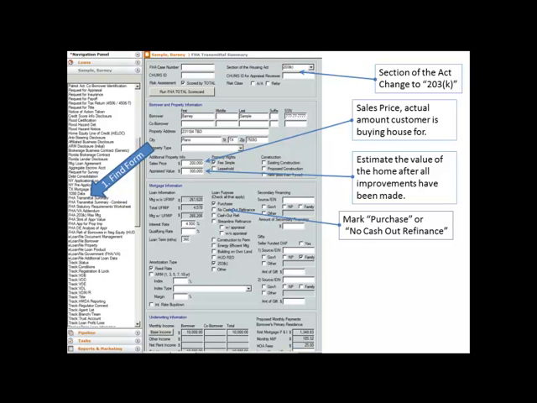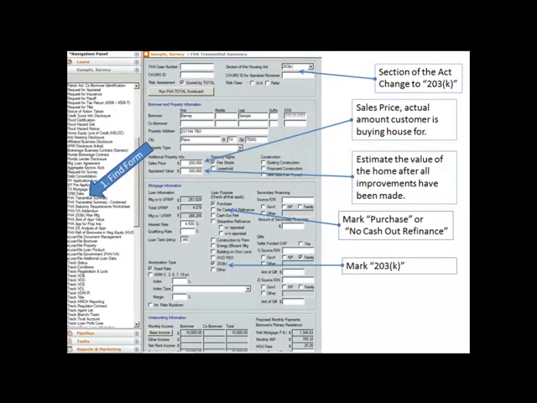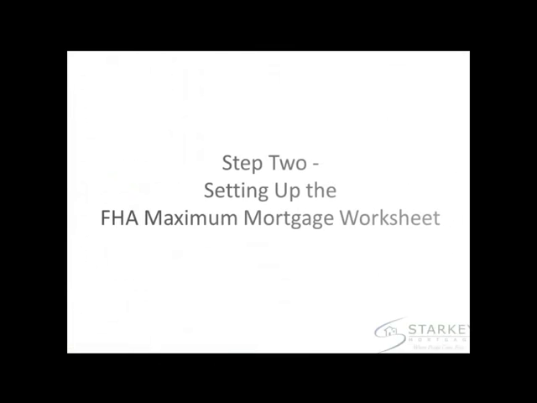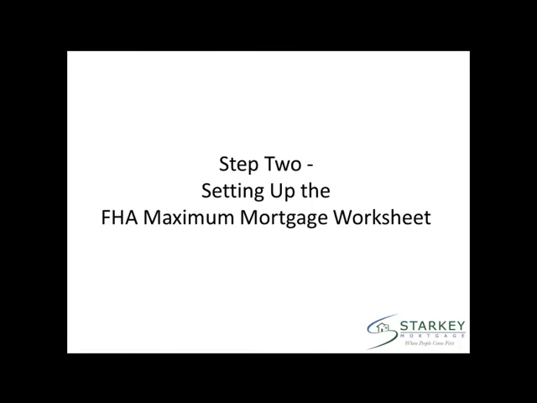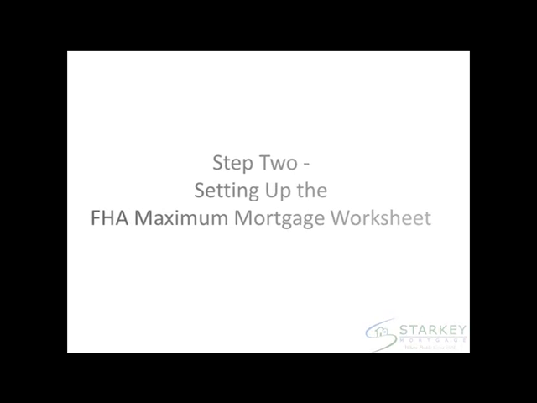We mark that the loan is a purchase or a no cash out refinance if it happens to be a refinance. A cash out refinance or a streamlined refinance would never be marked on a refinance because we'd never give the customer any money at all. All the money that is in the mortgage loan goes specifically into the property itself. Then we mark 203K under the loan purpose column. At this point, the transmittal summary is set up properly. Now step 2 is setting up the maximum mortgage worksheet, which again we refer to as the MMW.